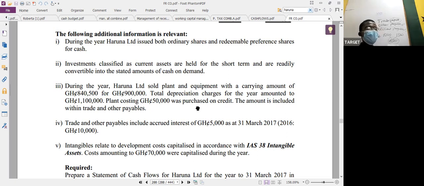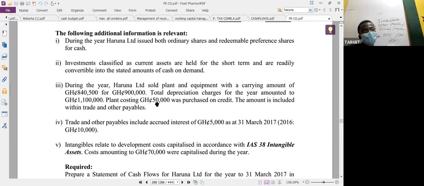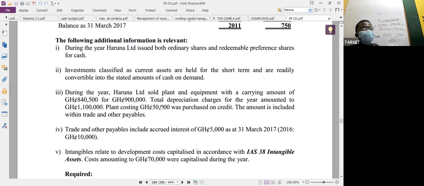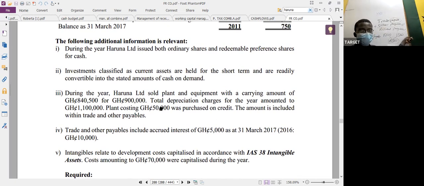Plant costing 50,000 was purchased on credit. Where do you go? That's a credit side. So please, here, this amount is included in what? Other payables. So go and subtract it from where? The trade and other payables and send it to PPE. That's all.